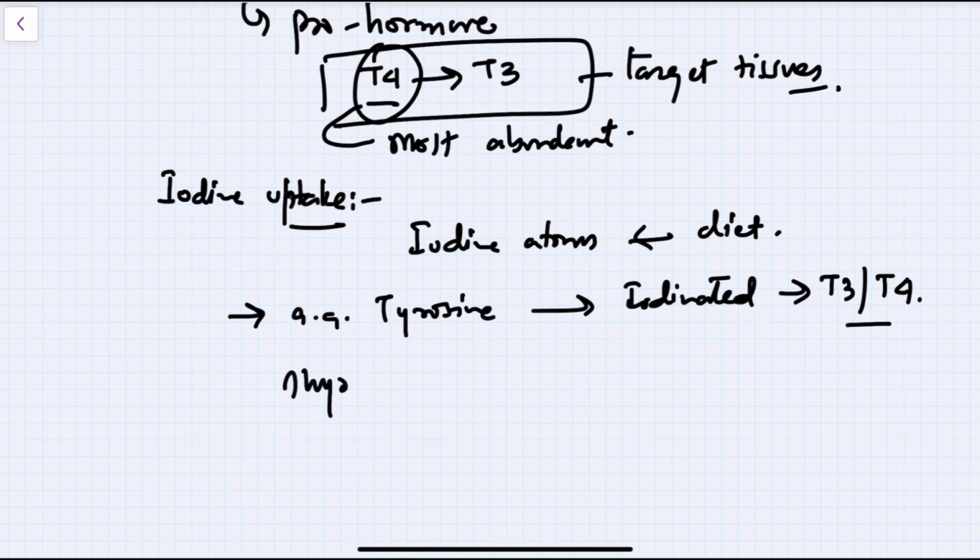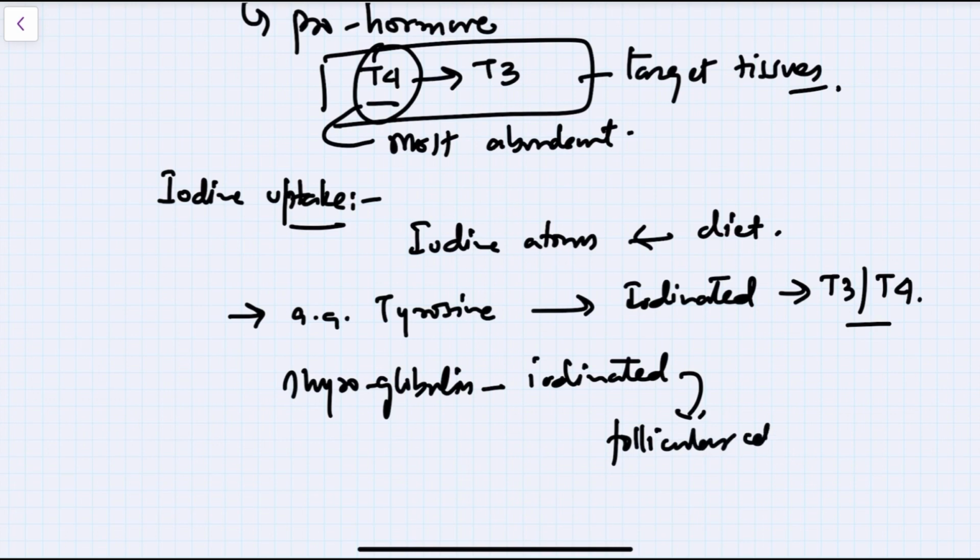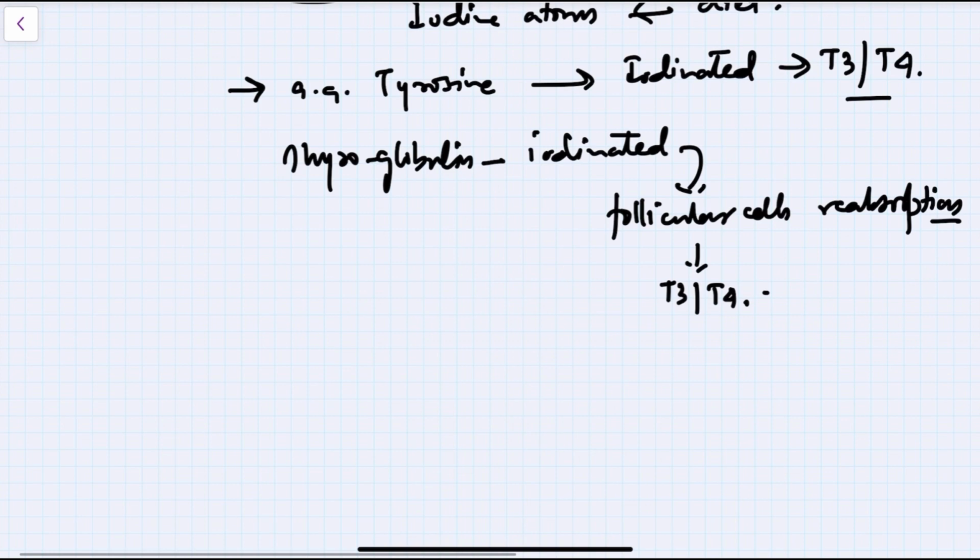All right, so we'll mention it here, the thyroglobulin, which is iodinated, then it's reabsorbed into the follicular cells. Reabsorption of this iodinated thyroglobulin occurs, and then there occurs the cleavage of this iodinated thyroglobulin to T3 and T4. All right, so one of the important things about this thyroid gland is to see how it is regulated, or how does the regulation of thyroid hormones occur. So we'll write here regulation. So we'll see how the T3 and T4 are regulated here.